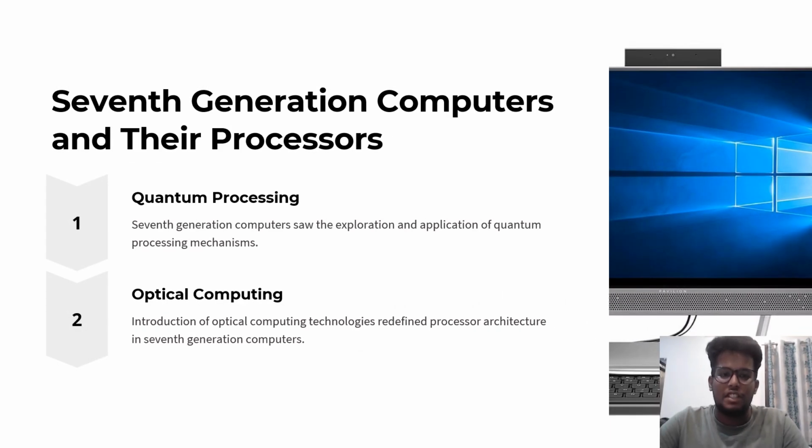Now we'll see the seventh generation. In the seventh generation computers and their processors, there are two key features which were added during the upgradation from the sixth generation, of which the first is quantum processing. The seventh generation computers saw the exploration and application of the quantum processor mechanism. The quantum processor uses quantum energy and related principles to increase the speed of calculation and reduce the processing time, so that it reduces the time of the calculation and also increases the profit for the companies which are using this.